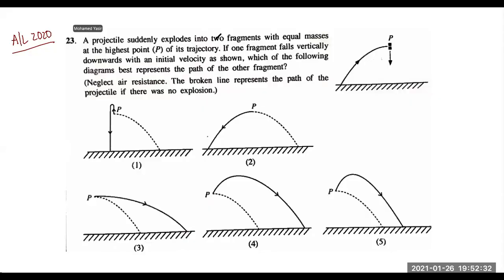A projectile suddenly explodes into two fragments with equal masses at the highest point of its trajectory. Now that is something very important. Let me draw a structure like this. At the highest point of the trajectory, people, remember the object will have only the horizontal component, correct? I'll take it as v, the velocity. The vertical component will be 0 at the highest point of the trajectory, that is point P. This is the first thing which should come into your mind.